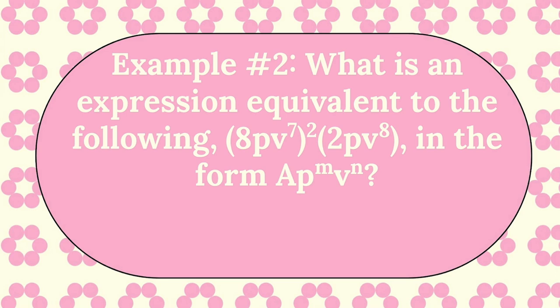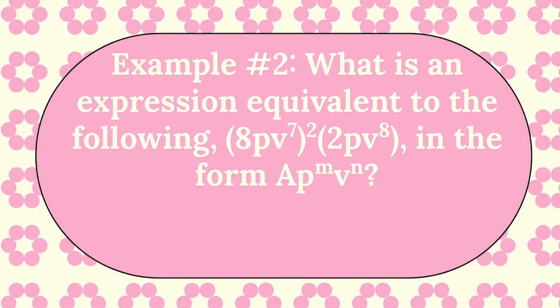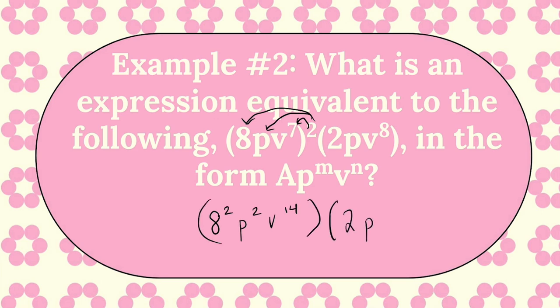Okay, so the first thing we want to do is distribute the exponent. So exponents come first before multiplication, so we're going to multiply the 8 and the 2 after, and the p's and the v's. But first we need to do the exponents. So we'll distribute the 2 to everything in parentheses, and we'll have 8 to the 2nd power, p to the 2nd power, and v to the 7 times 2 is 14. And then I'm just going to bring down the 2 p v to the 8th power.